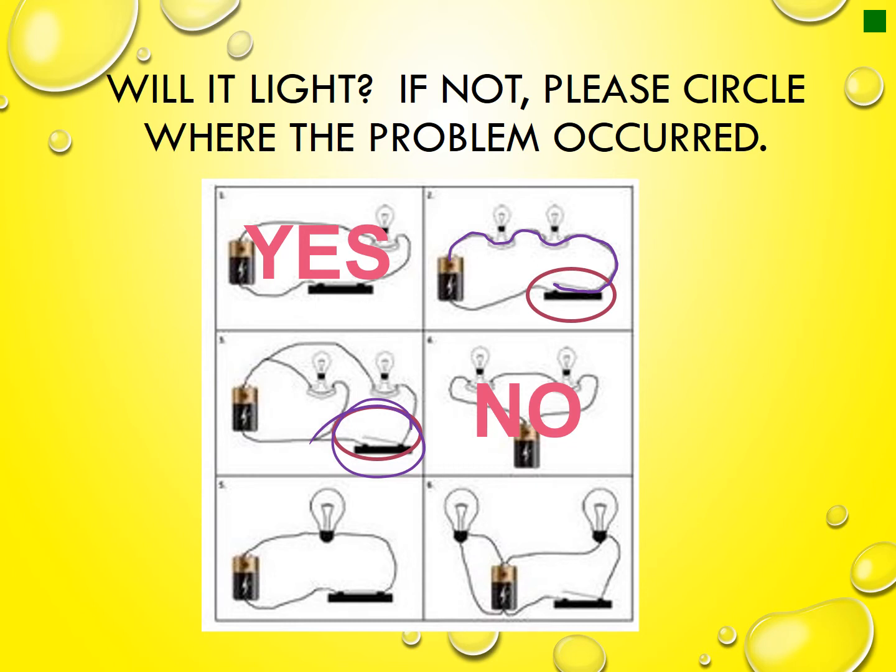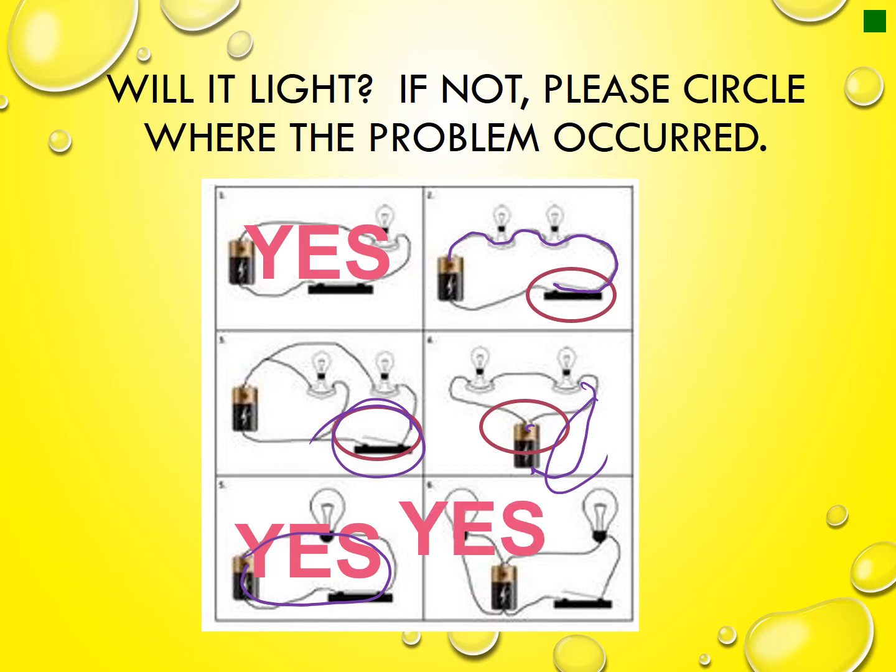This one, would it? No. The reason why is because it does not go to the bottom of the battery. It would need to do that. Okay? Look at number 5. Would that? Yes, it would. You're able to go from point A to point B without picking up your pen. And looking at 6, would it? Yes, on the left-hand side. Notice you can go from here to here without any problems. And on the right-hand side, no. And the reason why is because of that open switch at the bottom.